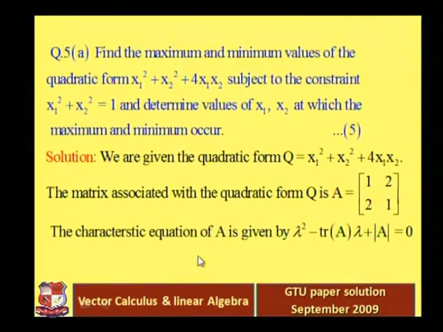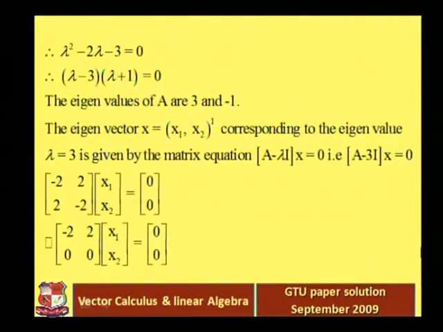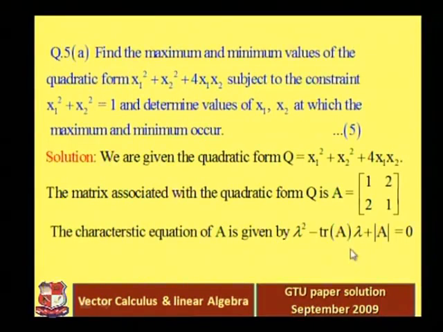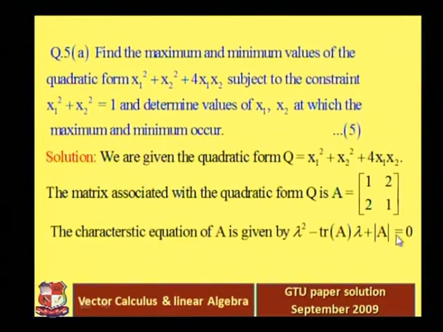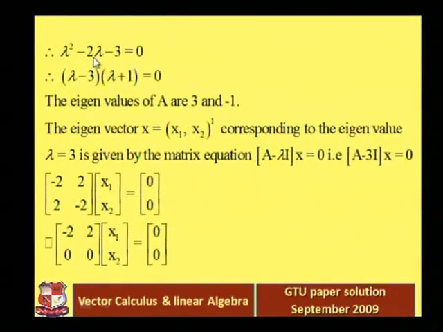The characteristic equation of A is given by lambda square minus trace of A into lambda plus determinant of A, that is equal to 0. Trace of A means the sum of the main diagonal entries. So 1 plus 1, that is 2. So lambda square minus 2 lambda plus determinant. What is the determinant? 1 into 1 minus 2 into 2, so 1 minus 4, that is minus 3. So lambda square minus 2 lambda minus 3, that is equal to 0.